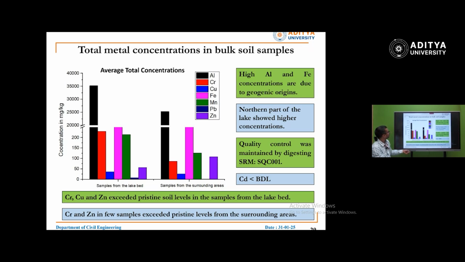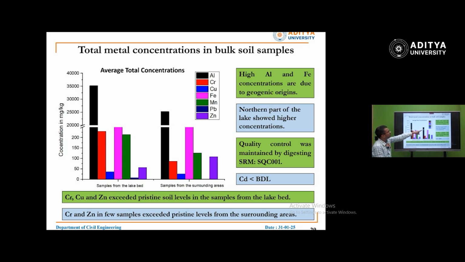So apart from that, if you can notice, the chromium concentration almost crossed 200 milligram per kg, but the pristine soil limit, that means the world average chromium level in the soil, is only 59 milligram per kg. So these are the samples from the lake bed area, and these are the soil samples from the surrounding areas.